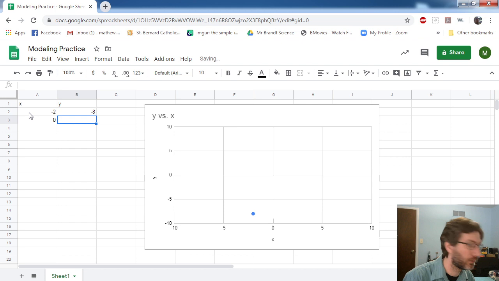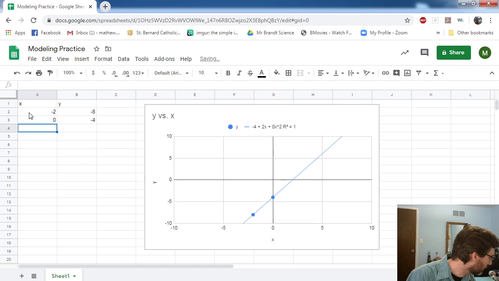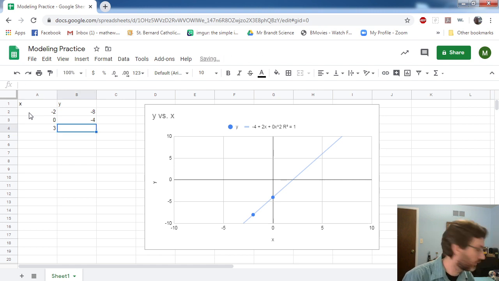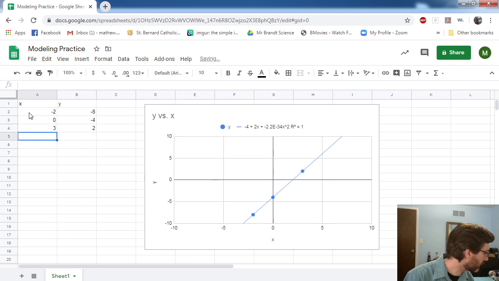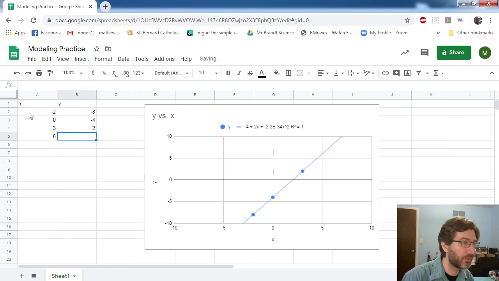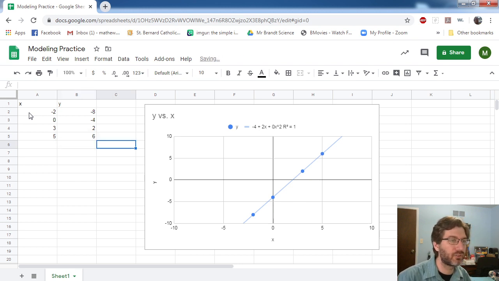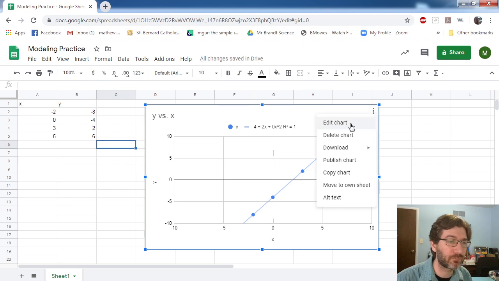You get 0 and negative 4. You get 3 and 2. You get 5 and 6. And you can see right now it is trying its hardest to put this to a quadratic, and it's getting pretty close to it, but you don't see the data going elsewhere. So this could actually be a quadratic. It's probably not your best choice, but your r squared value is going that way.